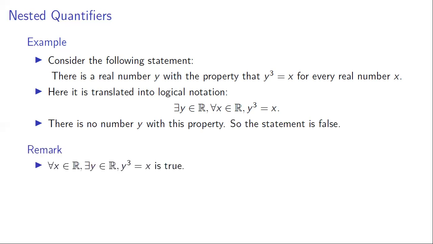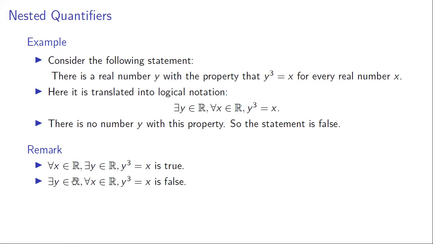Now here's a very important remark. The example before this was for all x in R, there exists a y in R such that y cubed is equal to x. That was a true statement. The example right here is there exists a y in R such that for all x in R, y cubed is equal to x. That is a false statement.